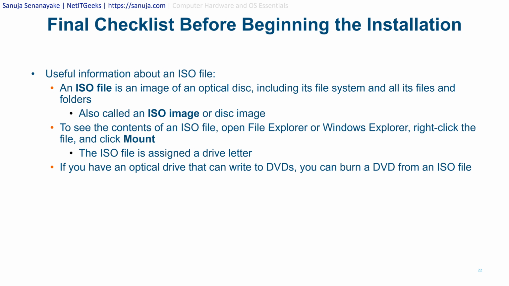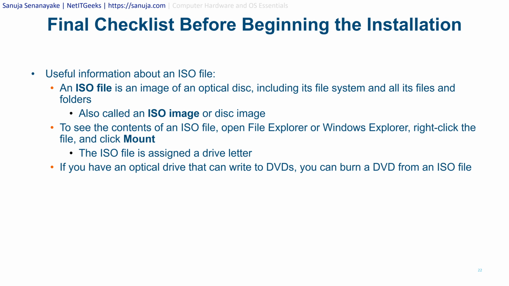Useful information about an ISO file. An ISO file is an image file of an optical disk, including its file system and all its files and folders. This came from long ago when we were using actual CDs for most operating system installations, so it is also called an ISO image or disk image. But nowadays the ISO files are written onto USB keys, often bootable USB keys, and then we can use a USB key to install the operating systems.